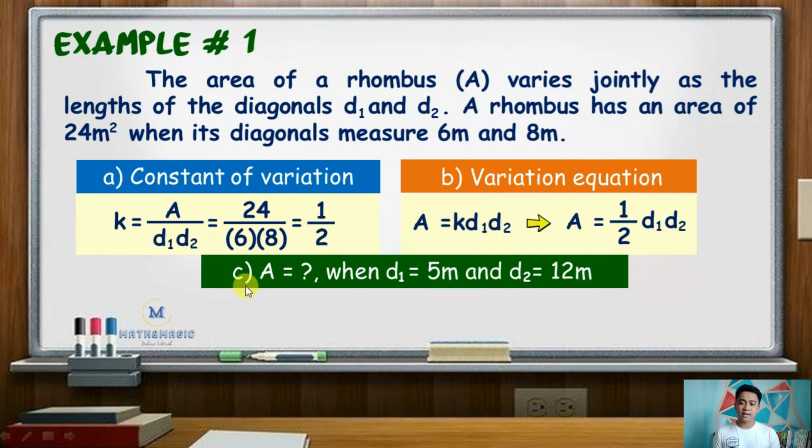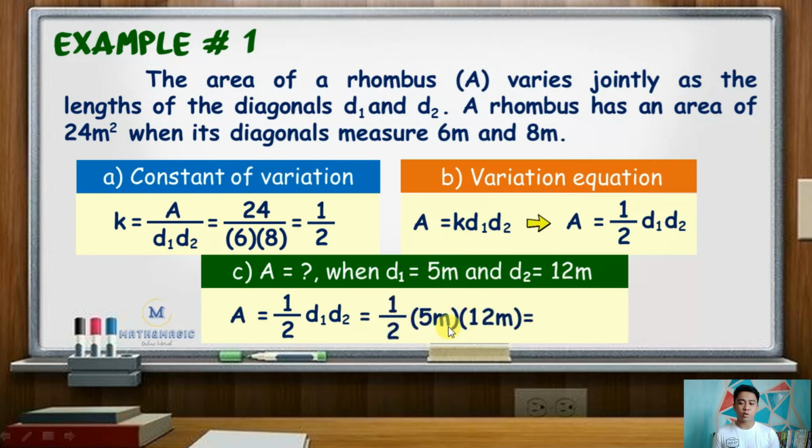Lastly, determine the area of the rhombus if the diagonals measure 5 meters and 12 meters. For this question, we will use the variation equation in letter B. That is A equals 1/2 d sub 1 times d sub 2. Substituting the measurement of the diagonals, 5 meters and 12 meters. 5 times 12 is 60. 60 times 1/2, the product is 30. Thus, the area of the rhombus is 30 square meters.